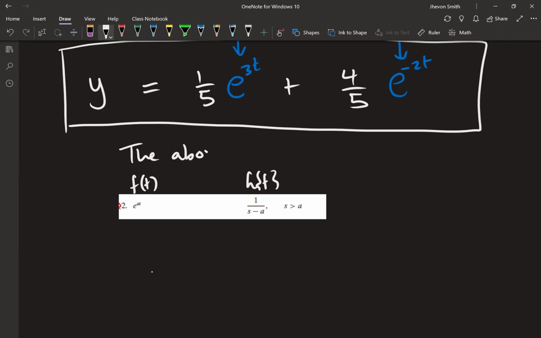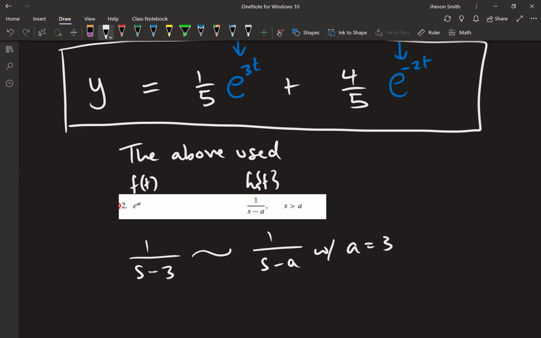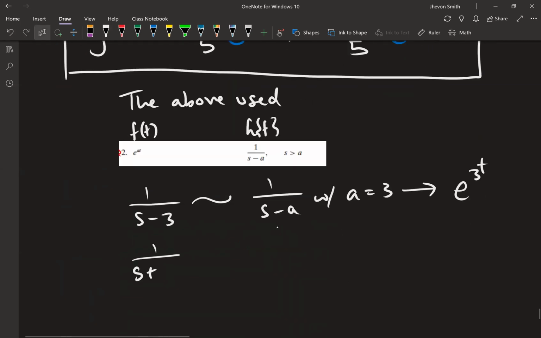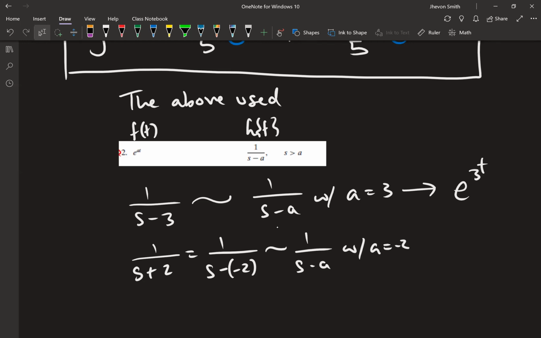The above used this. When I saw the 1 over s minus 3, this was like the 1 over s minus a with a equals 3. So that brought me to e to the 3t. When I saw 1 over s plus 2, this was the same as 1 over s minus a minus 2, which is like a 1 over s minus a with a equals minus 2. This led me to the exponential with minus 2 in the power, etc.